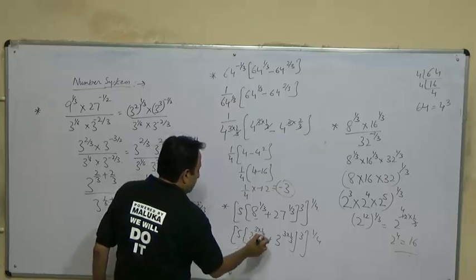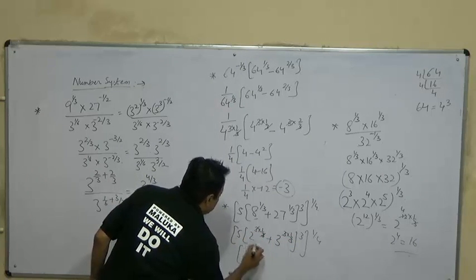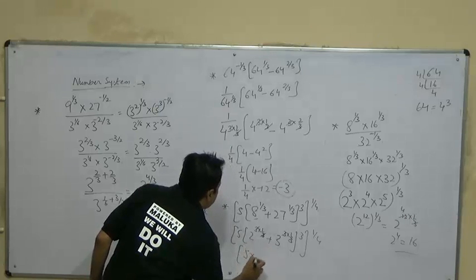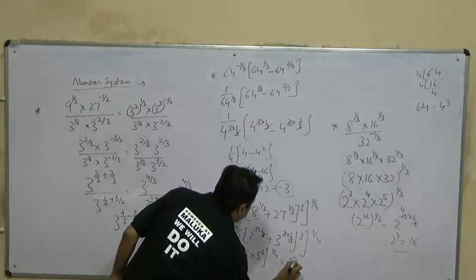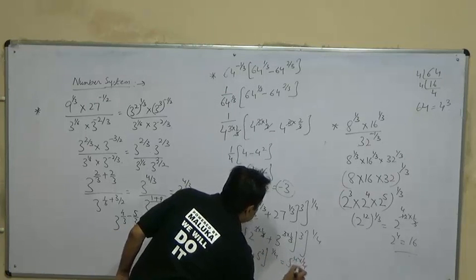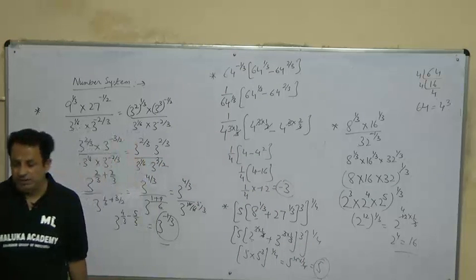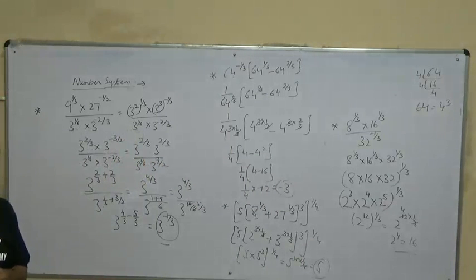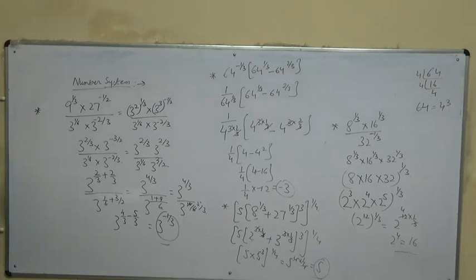So this cancels out, this cancels out. So this is 5 into 2 plus 3, which is 5, cube here, 1 by 4. So 5 raised to power 4, 1 by 4 cancels out, this comes out to be 5. So answer is 5 here. So we erase it and then move to the next questions.